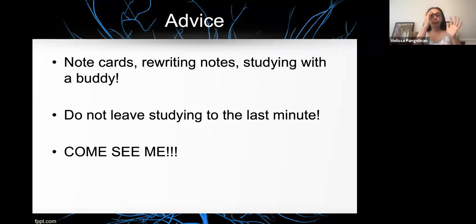Okay, so again, this class is going to be really dense. It's very much like a traditional neuro or anatomy course, or anatomy and physiology course. Make note cards, rewrite your notes, study with a buddy, rewatch my lectures. It's really good to do this along each week and not leave it to the last minute.